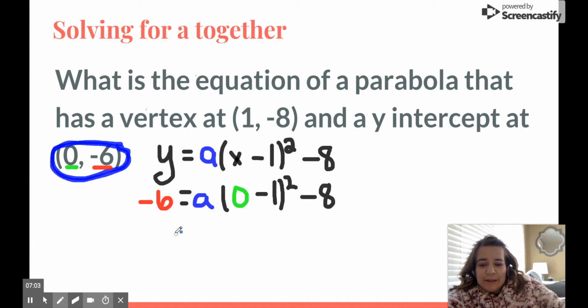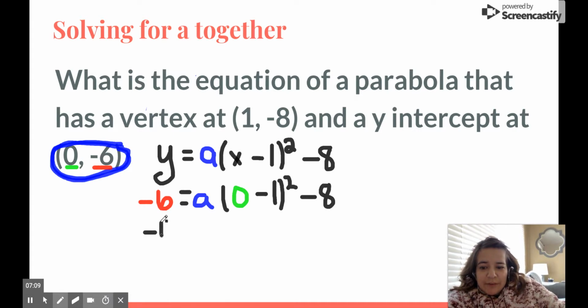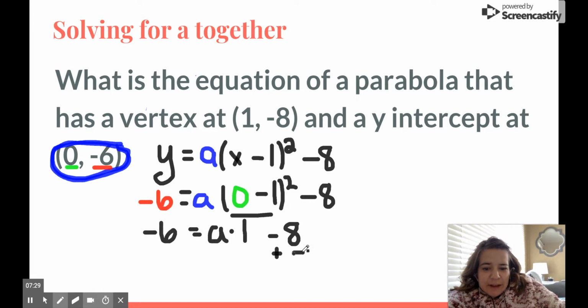So we can take the steps that we already know how to do and solve this. Negative 6, I'm just going to start simplifying it a little bit, equals a times, well, 0 minus 1 is negative 1, but then squared is 1. So a times 1 minus 8. And then I'm going to add 8 to both sides to cancel that out, because remember I'm trying to get a by itself here. On this side I'll have 2 equals 1a, which is the same thing as just a. So I get that a equals 2.